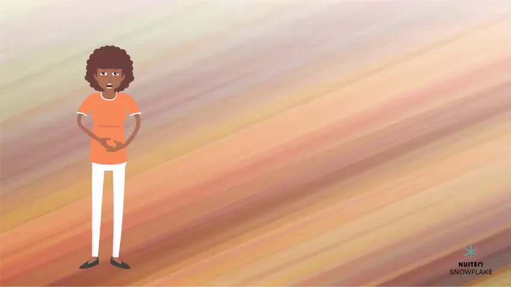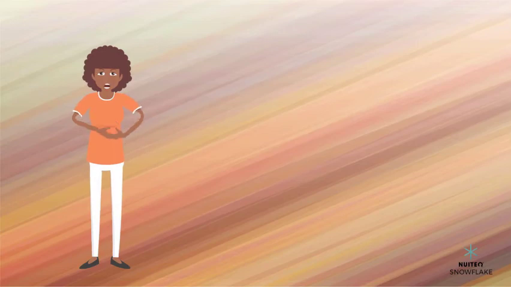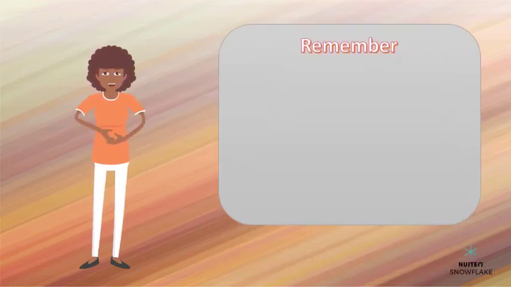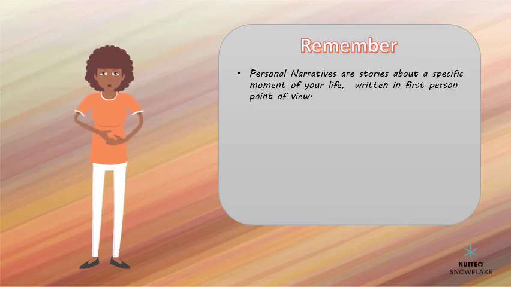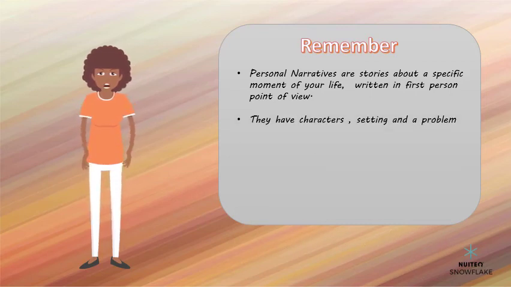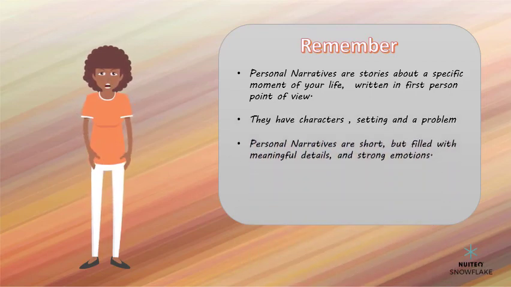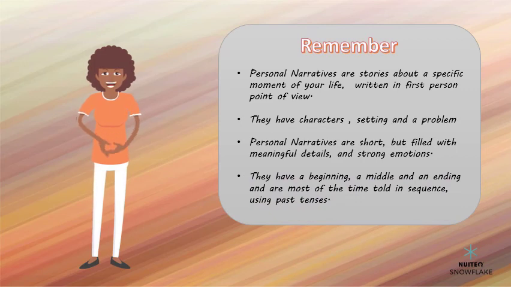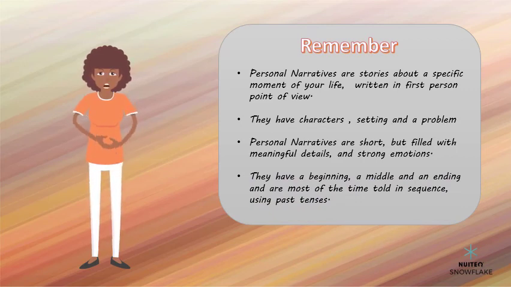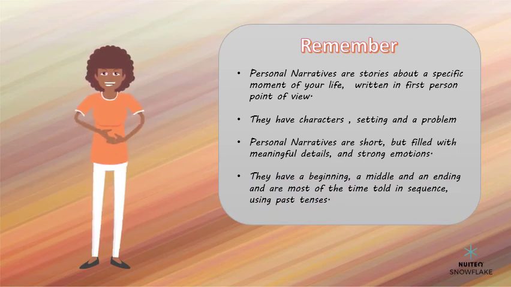We did it. Now let's do a quick recap. Personal narratives are stories about a specific moment of your life, written in first-person point of view. They have characters, setting, and a problem. Personal narratives are short, but filled with meaningful details and strong emotions. They have a beginning, a middle, and an ending and are most of the time told in sequence, using past tenses.